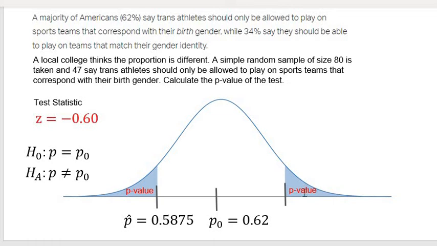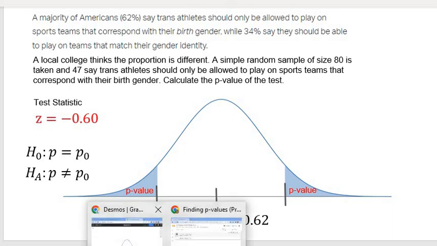So in this case, the p-value is going to be double the area either to the left of a test statistic that's on the left of the distribution or to the right of a test statistic that's on the right of the distribution. Basically, if you calculate your z-score and it's negative, then the p-value is twice the area to the left of that test statistic. But if you calculate a z-score and it's positive, the p-value is twice the area to the right of that test statistic. So since my z-score is negative, I'm going to find the area to the left of negative 0.60, and then I'm going to double that to find my p-value.